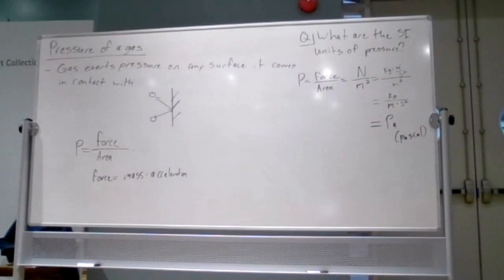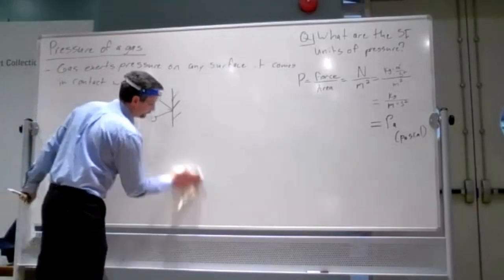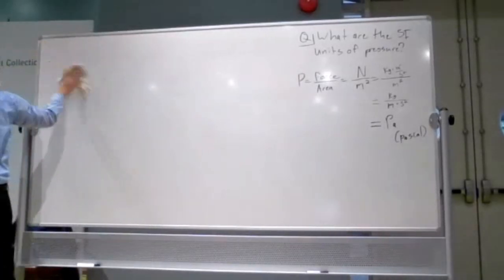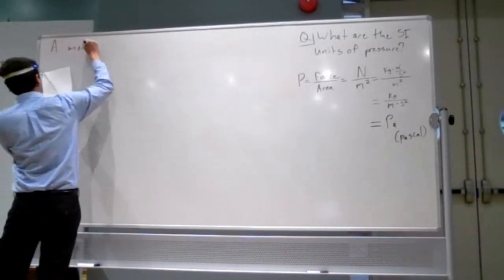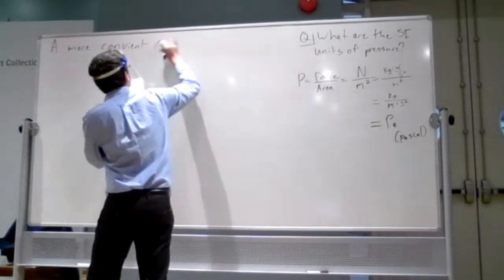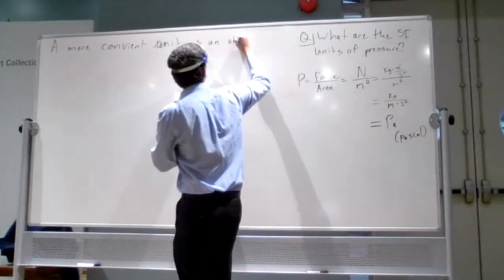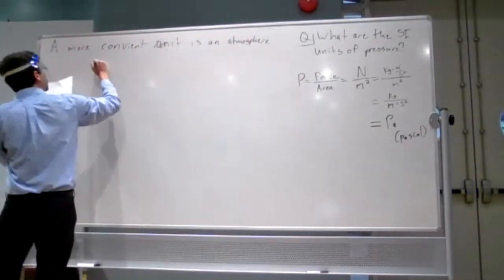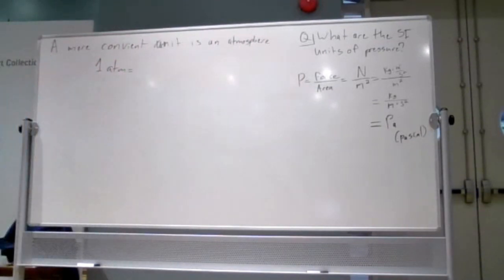However, it's not a really convenient unit. It tends to be really small. The one we use is an atmosphere. So, a more convenient unit is an atmosphere. Okay, 1 atm. We'll talk about that conversion in a second.